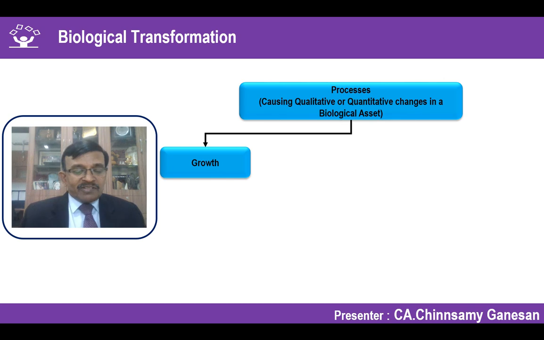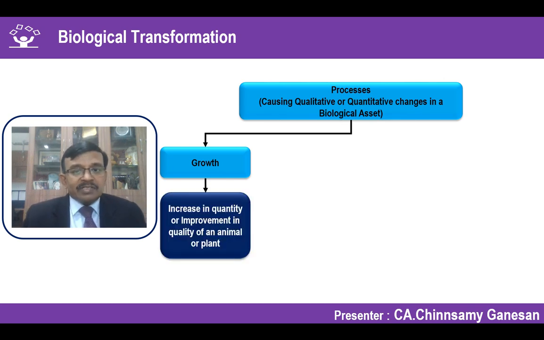So what are all the processes which are taken care of? Growth is considered, that is, increase in the quantity or improvement in the quality of animals or plants. Take a poultry scenario. There is a case of the chicks which are consumed, and for getting the chicks you should have a parent, and the parent will have a grandparent. Sometimes great grandparents will also be there.